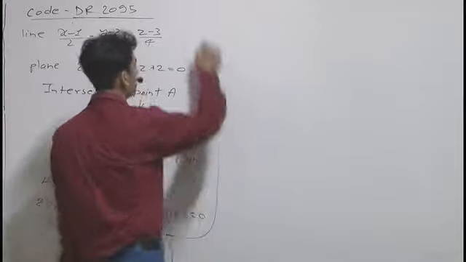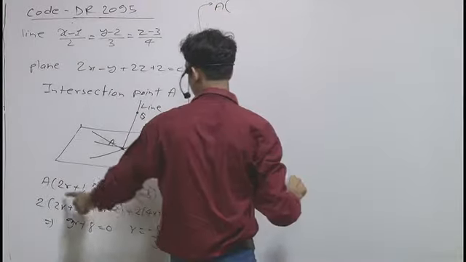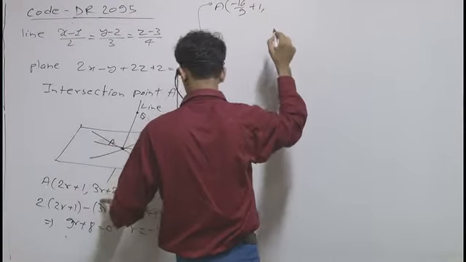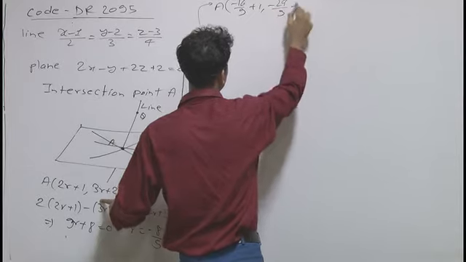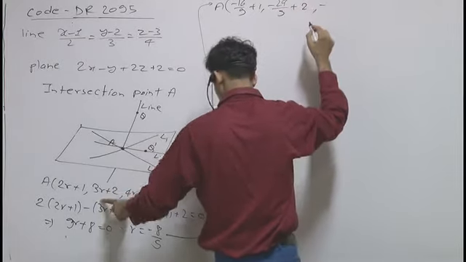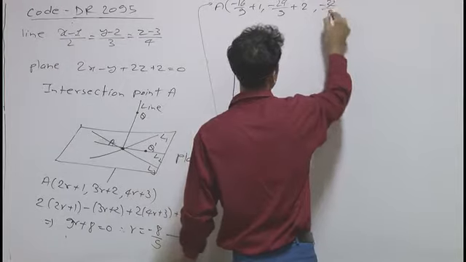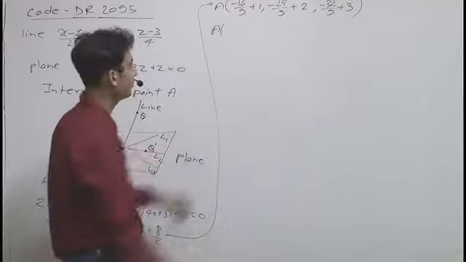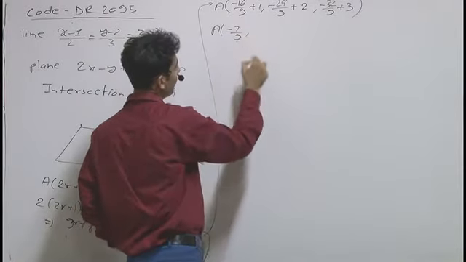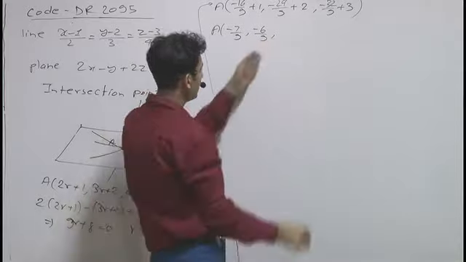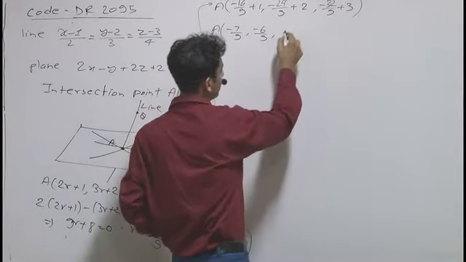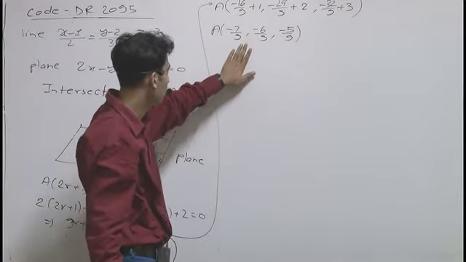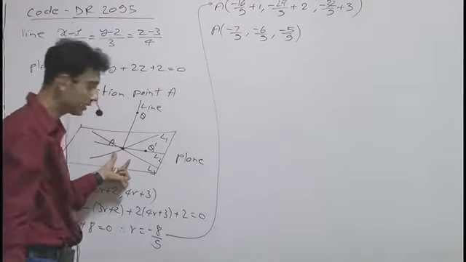Now we can find point A. A point can be written as minus 16 by 9 plus 1, minus 24 by 9 plus 2, minus 32 by 9 plus 3. A point comes out to be minus 7 by 9, minus 6 by 9, which can be written as minus 2 by 3, and the third coordinate is minus 5 by 9. This is point A, which is the point of intersection of the line and the given plane.